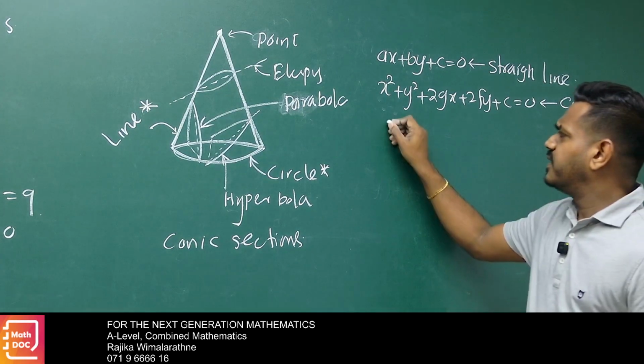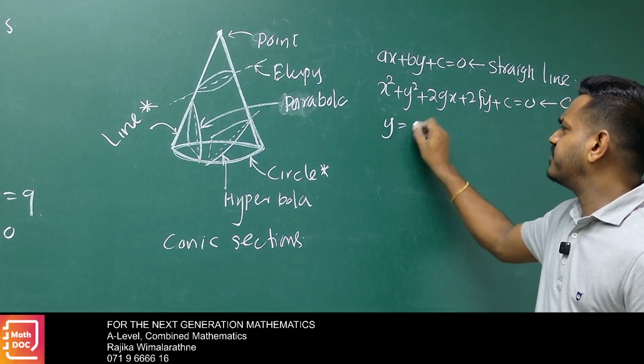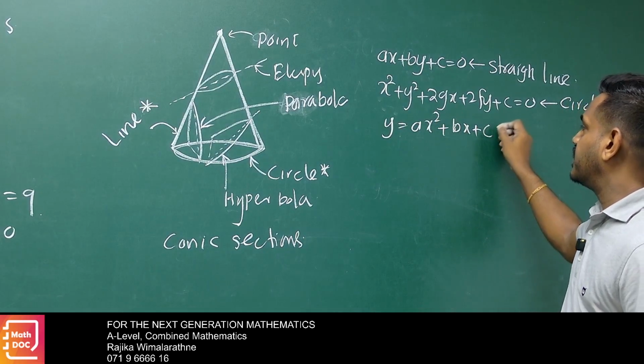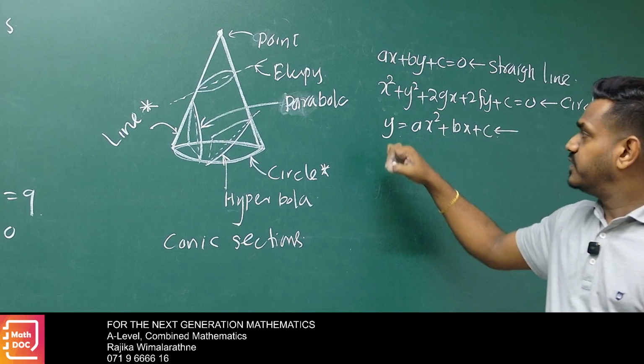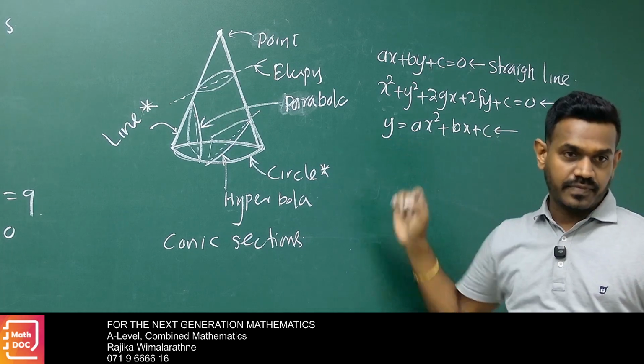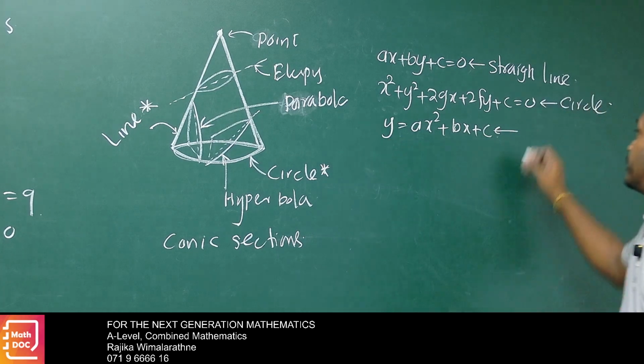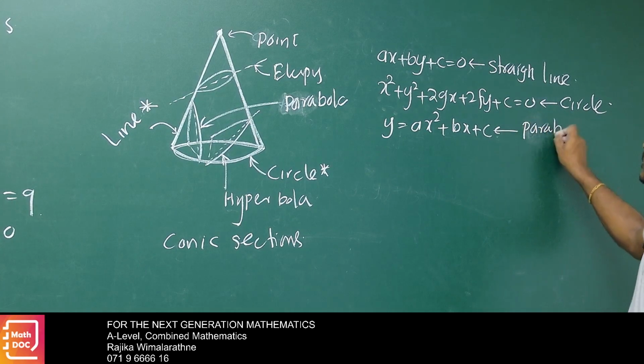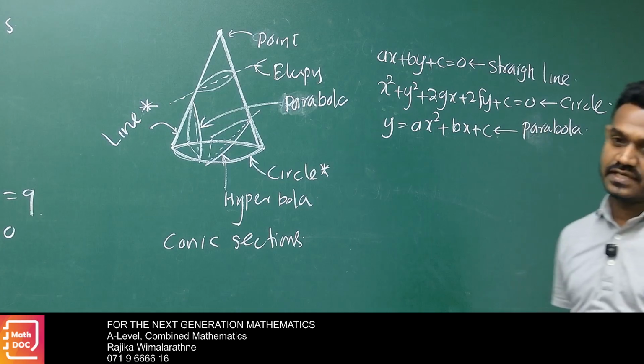Circle. Then y equal ax squared plus bx plus c. Here this is quadratic format, no? Quadratic format. This is called parabolic shape. Parabola. Parabola. These are just basic equations, huh?